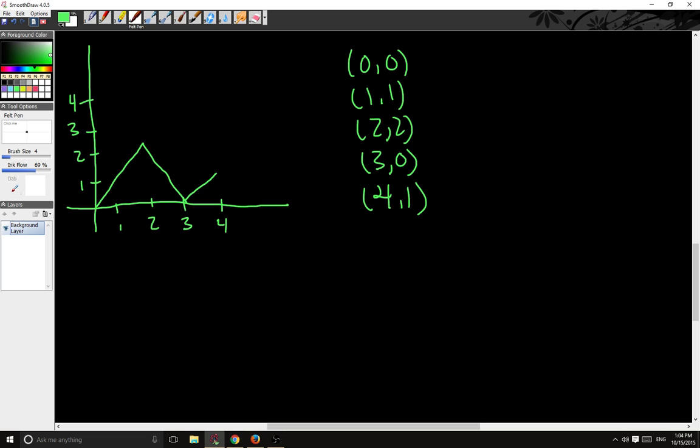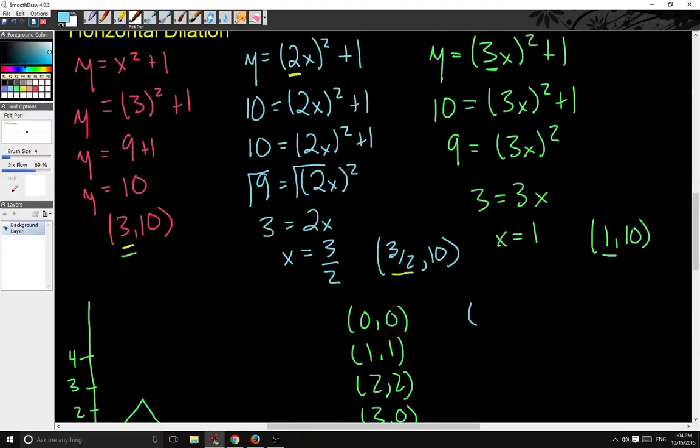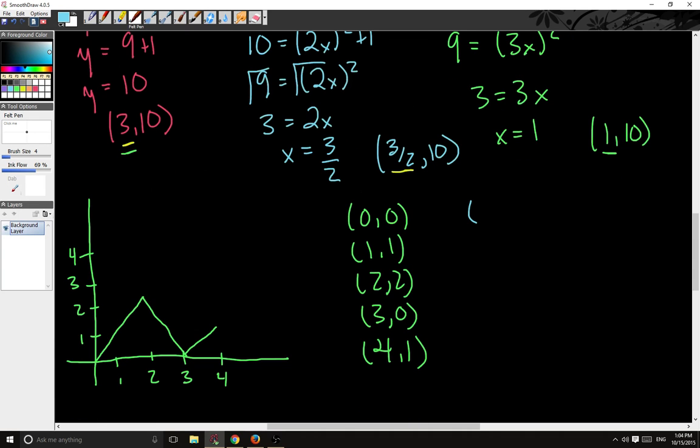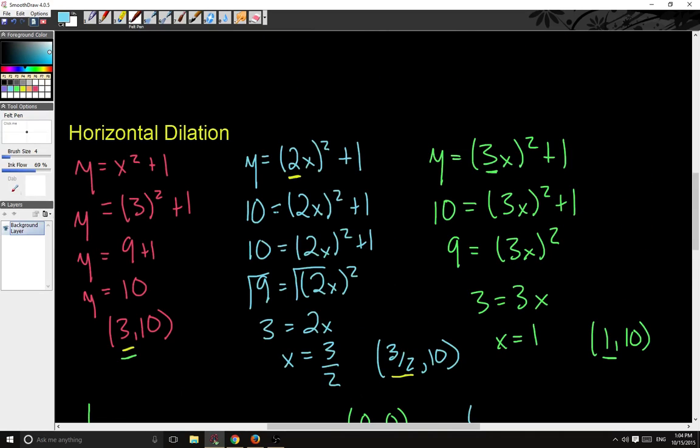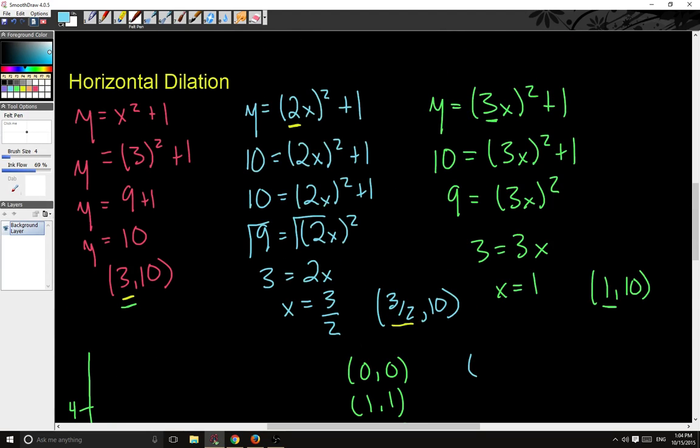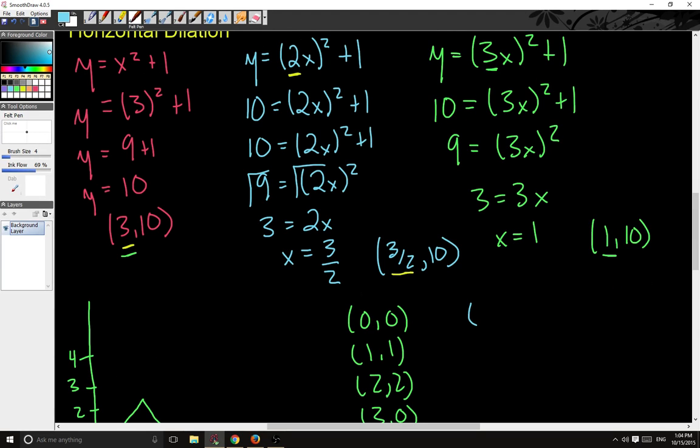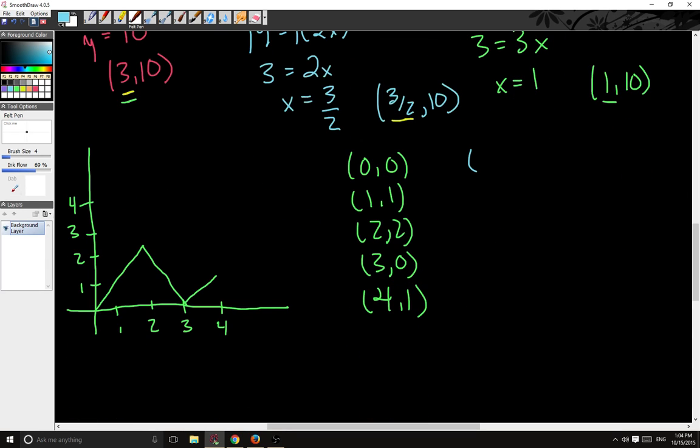So let's say we wanted to horizontally dilate this graph by 2. What we would do, like we saw up here, is leave our y-coordinate the same. Since we want to horizontally dilate this graph by 2, we're going to take the reciprocal of 2, which is 1/2, and multiply each of our x-coordinates by that 1/2. So let's try that. First, we're just going to leave all of these y-coordinates alone. Our y-coordinates remain the same when we horizontally dilate.